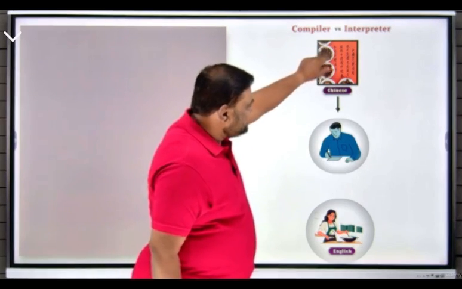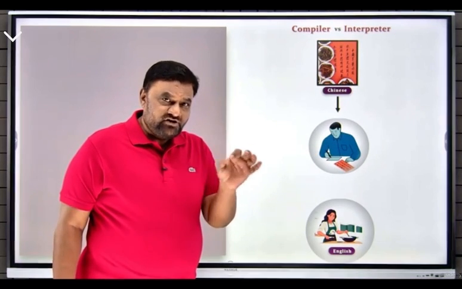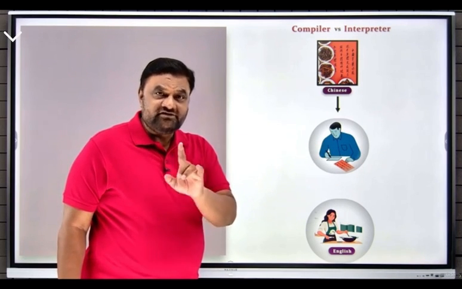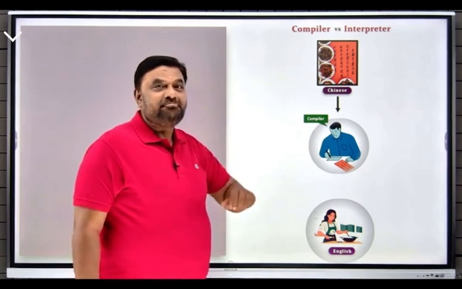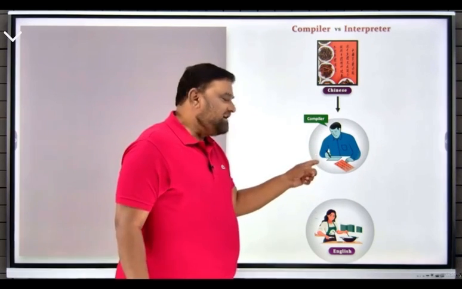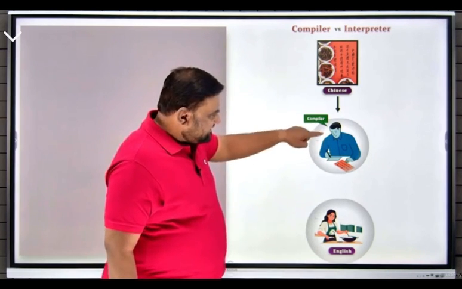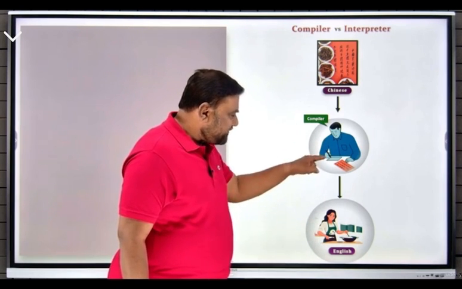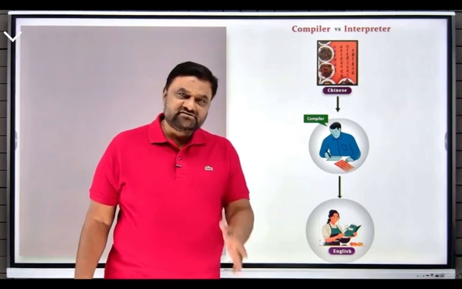Now I'll hand over this recipe to him. He will translate and prepare an English version of that recipe on a separate piece of paper. So he is a compiler. The actual recipe is in Chinese, but he has translated and written an English version. And when this is translated, it is handed over to this lady. Now this lady can follow those English instructions and prepare that dish. This is one method of translation.